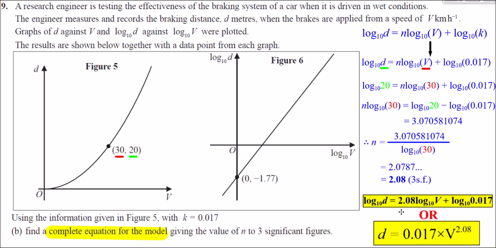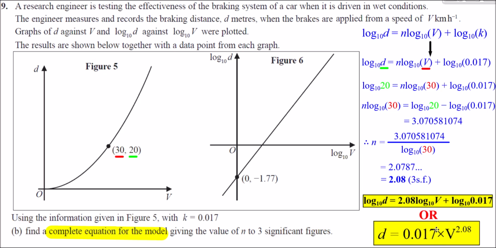So we could have it in two different forms, in fact. Using this first form here, if we just substitute in that n is 2.08, this here becomes log base 10 of d equals 2.08 log base 10 of v plus log base 10 of 0.017. However, perhaps a more useful formula, because this second one gives us d as a subject without having to undo the fact it was logged, is d equals 0.017 times v to the power 2.08. So that just returns to the model mentioned in part A of this question.